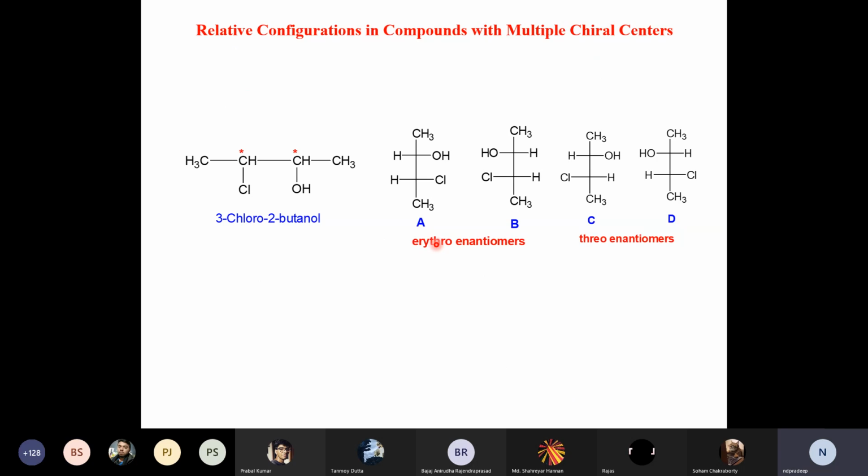Now, I have given you four compounds here, A, B, C, D, of 3-chloro-2-butanol. Take your paper in your hand and tell me which are diastereomers. You can say with respect to A or B, whatever it is. I want you to first draw R and S and tell me which are diastereomers.